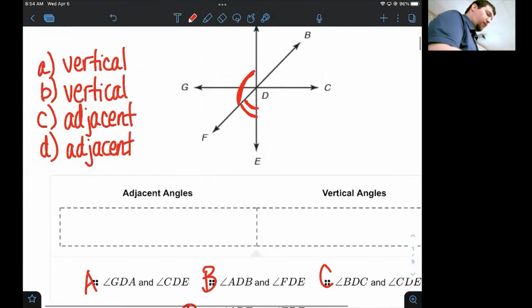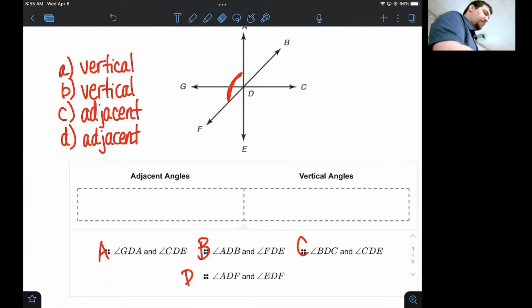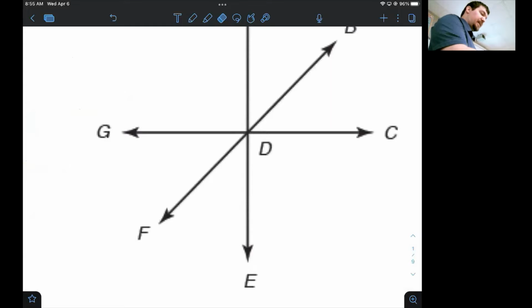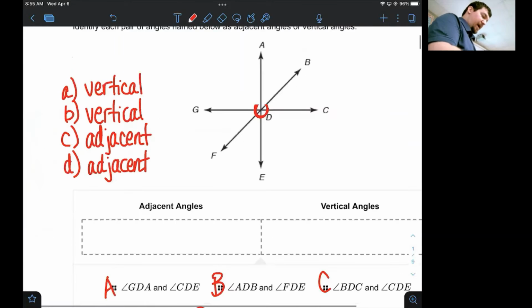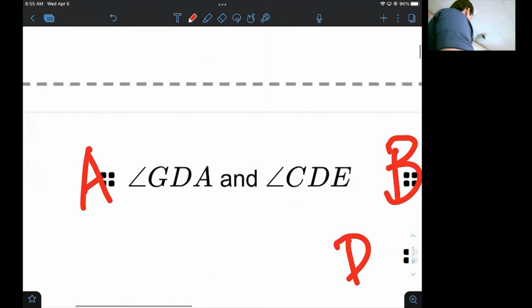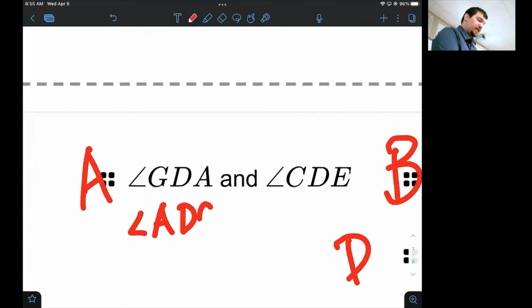Now, if you look at all 4 of these angle pairs, all of them have the letter D in the middle. That's because when you write an angle, you have to put its vertex in the middle, and all of them are going to have the same vertex of D in this diagram. Now, when they said for the first one, GDA, they could have also said angle ADG, and that's going to be the exact same one. You can flip the last and the first letters around. You just can't change the middle letter. Otherwise, it's going to be a completely different angle. The vertex has to be in the middle.